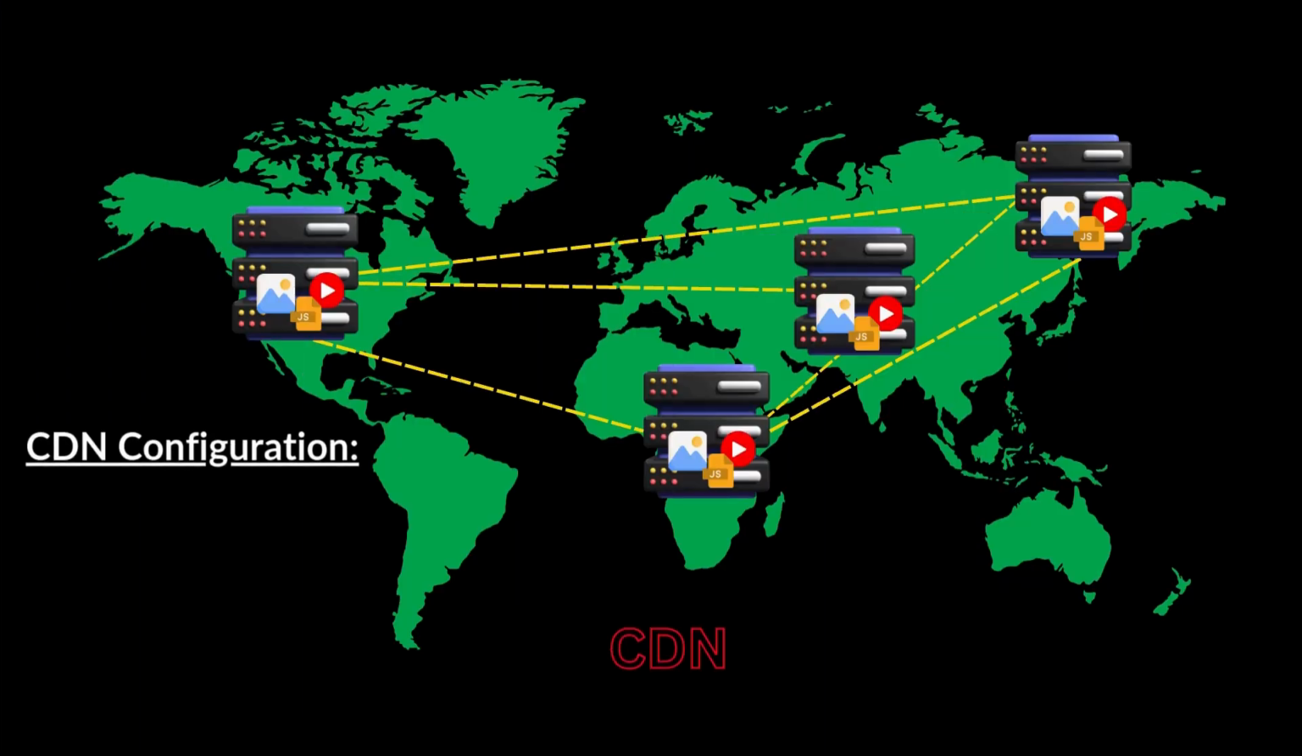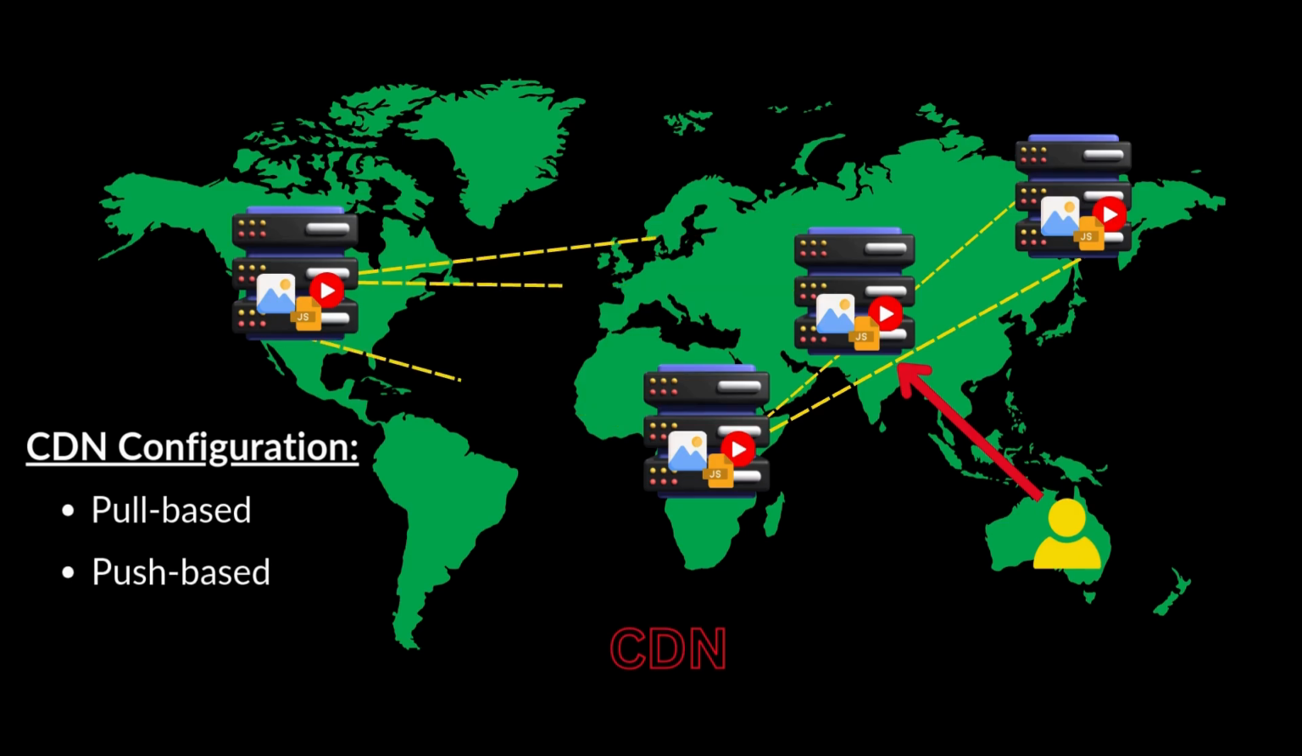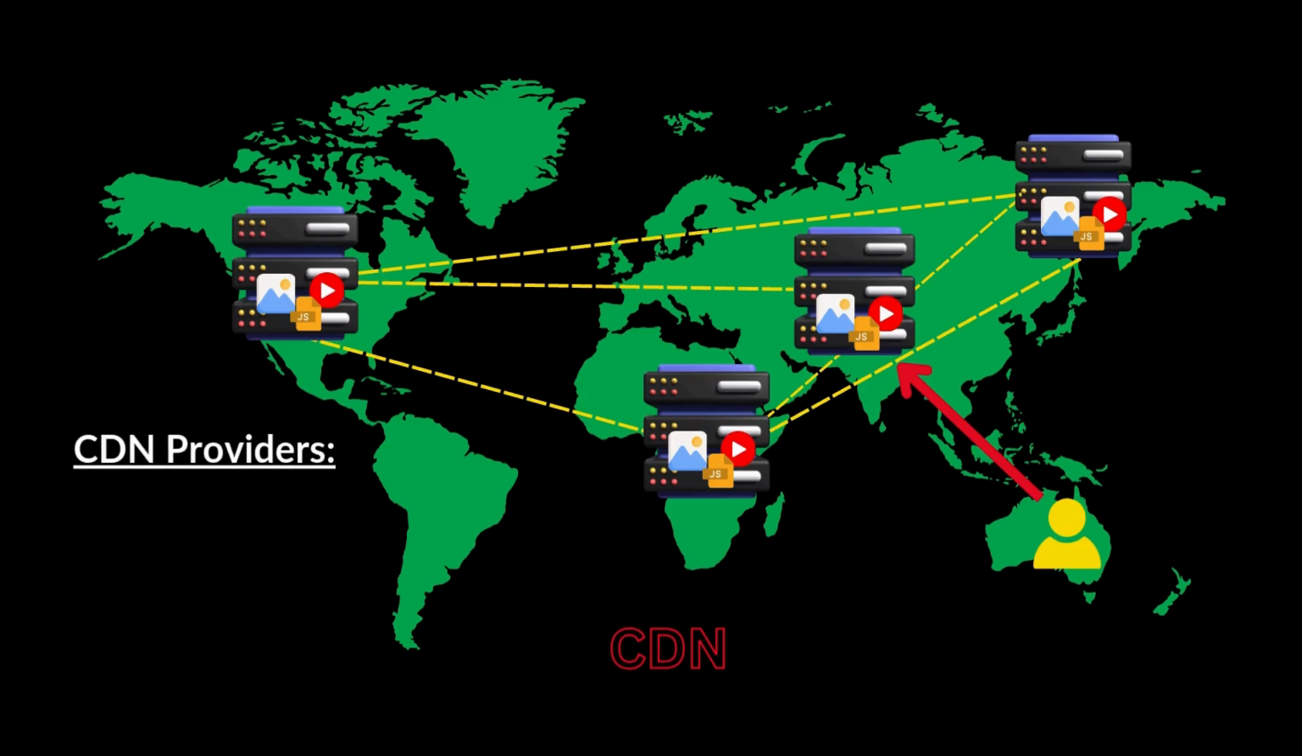CDNs can be configured in two primary ways. Pull-based: the CDN retrieves data from the origin server upon the first user request and caches it. Push-based: the origin server proactively pushes data to the CDN for caching. Popular CDN providers: some well-known CDN providers include Cloudflare, Google Cloud CDN, Amazon CloudFront, and Microsoft Azure CDN.